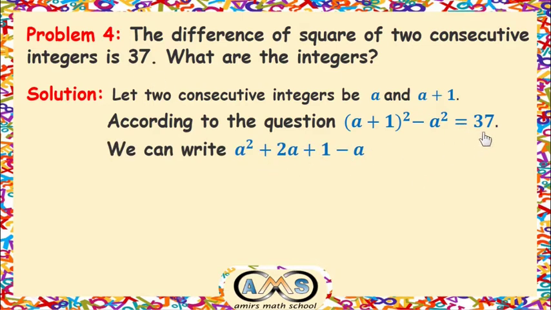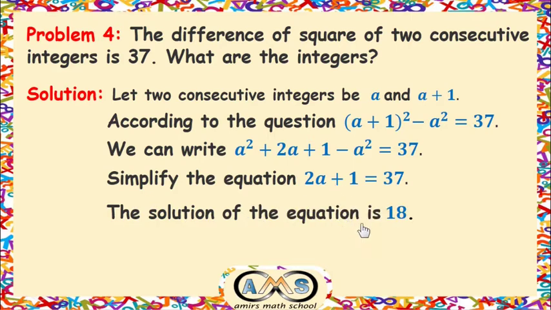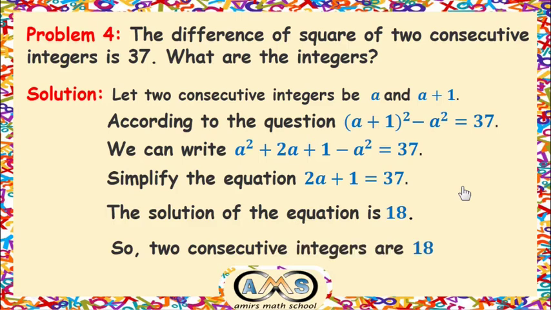We can write this equation as a square plus 2a plus 1 minus a square equal to 37, and simplify the equation to get 2a plus 1 equal to 37. Then the solution of this equation is a equal to 18. So our first integer is 18 and the next integer is 18 plus 1, that is 19. So two consecutive integers are 18 and 19. This is our required answer.